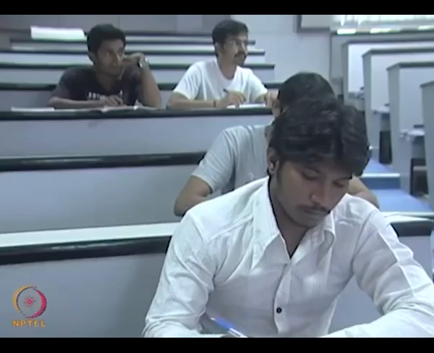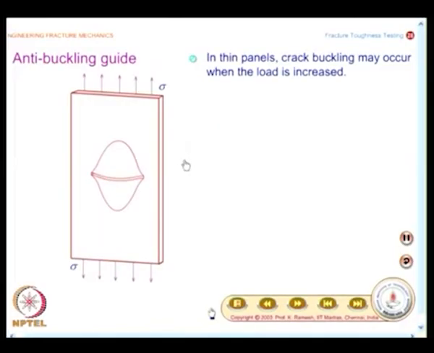You may ask the question whether this buckling is desirable or not. When you do the testing, should I have buckling to take place, or should I find out the values preventing buckling or having the buckling allowed. So, this is a debatable point. We will see how people have done it. So, you have to keep in mind that in thin panels, crack buckling may occur when the load is increased.